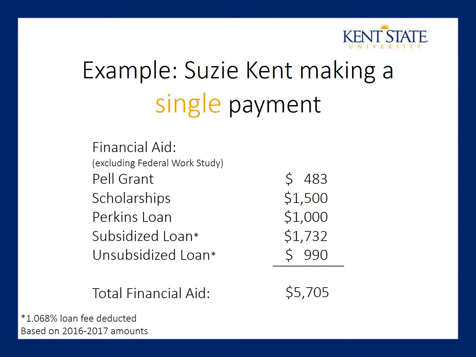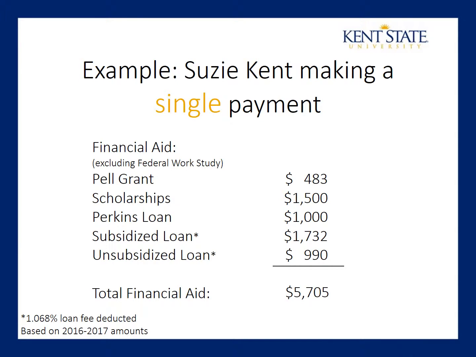As a dependent freshman student, she can borrow up to $5,500 in subsidized and unsubsidized loans combined for the year, which is then split evenly between the fall and spring semesters. The amount you see is less the loan origination fee of 1.068%. The only difference between the subsidized and unsubsidized loans is that the subsidized loan's interest is paid by the Department of Education while the student is in school at least half-time.